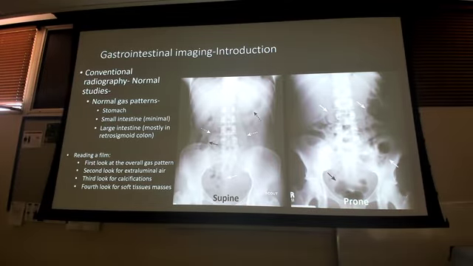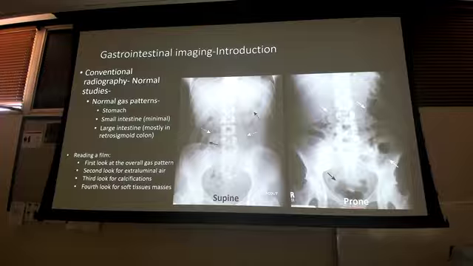Let's start with our normal patterns. This is a supine patient and a prone patient. You are almost never going to order a prone x-ray. I showed this to you to show that on the same patient, positioning changes your bowel gas, because the intestines are positioned differently, right?